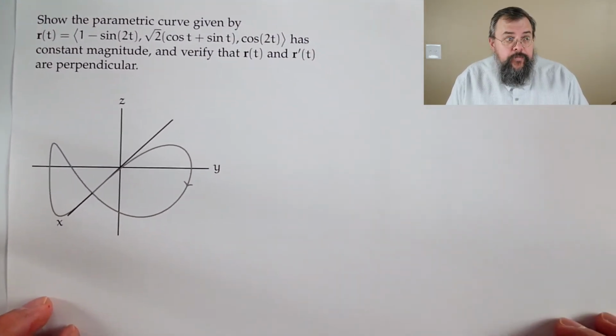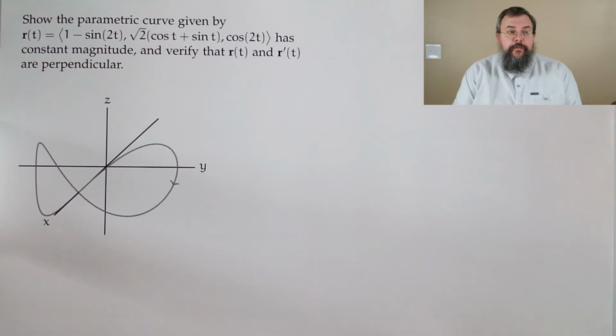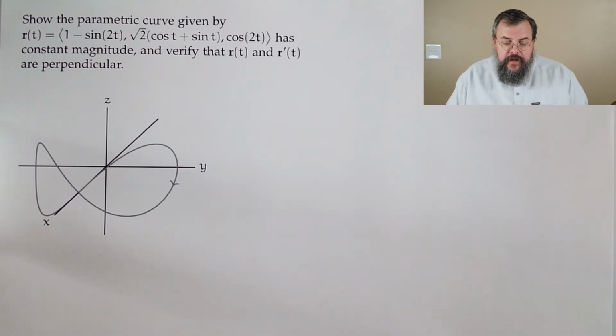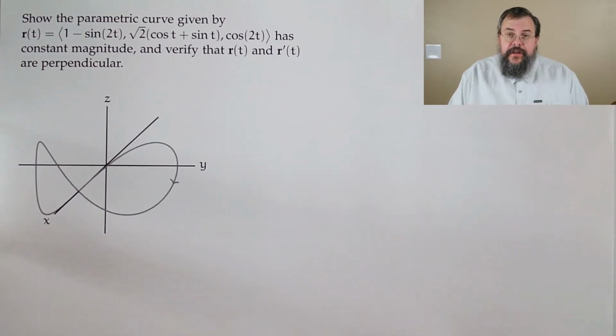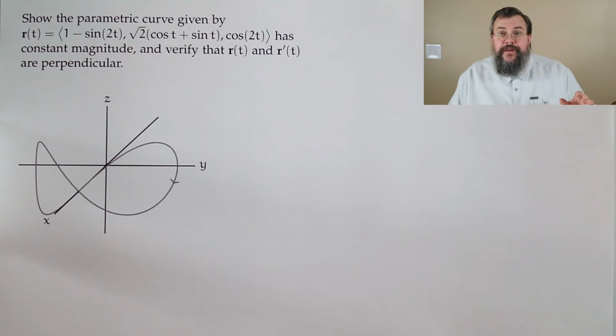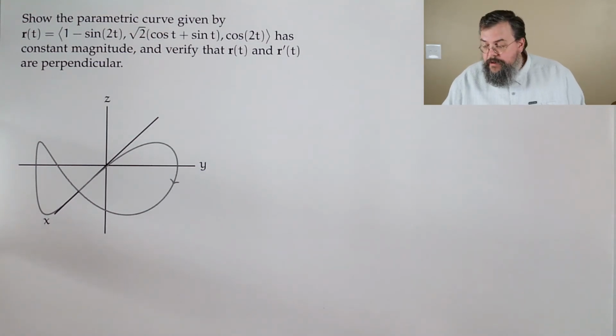Okay, well, let's move on and let's try another problem. All right. Show the parametric curve given by the following expression has constant magnitude, and verify that r of t and r prime of t are perpendicular.